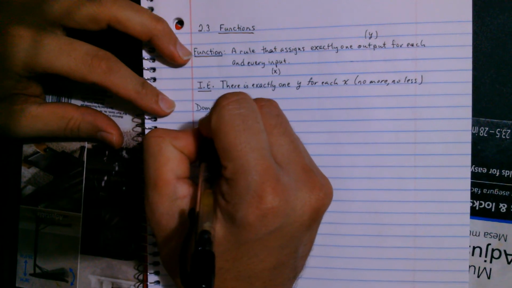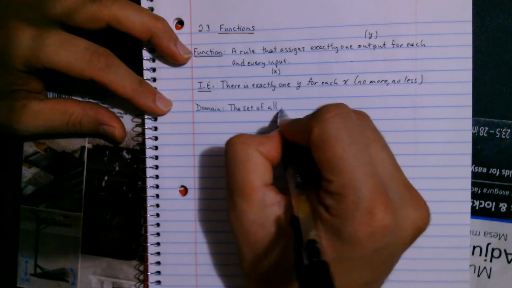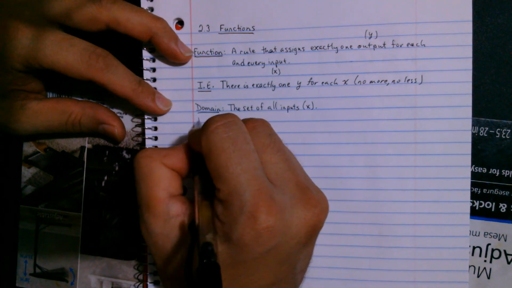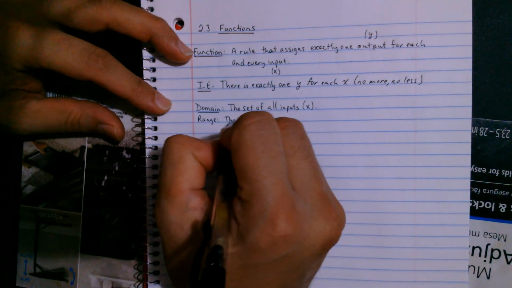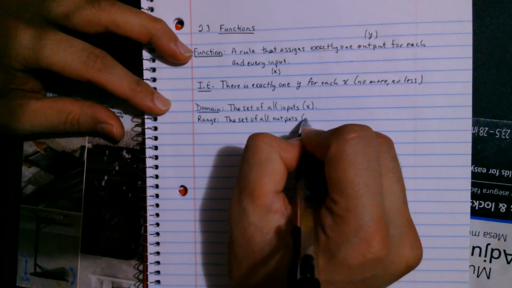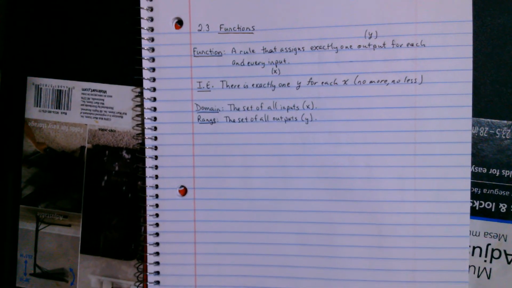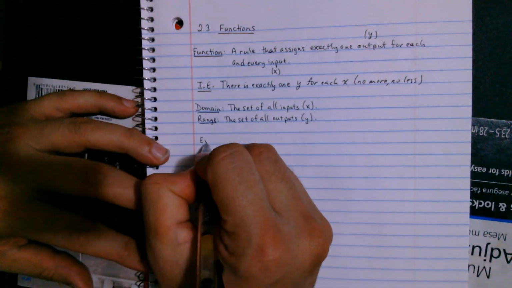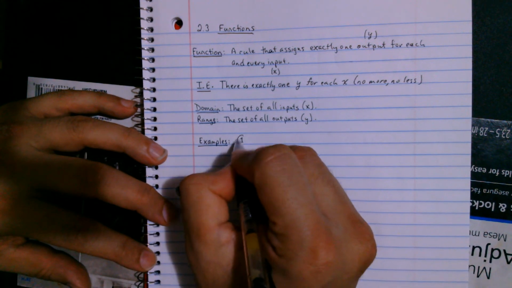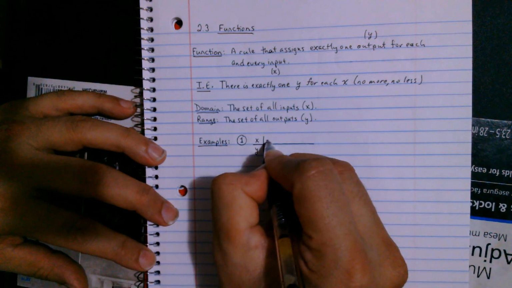The domain would be the set of all inputs, or the set of all x's. And your range would be the set of all outputs, y. I'm going to do a few examples, just kind of walk you through here. Just going to show you what it would be to be a function, and not to be a function. So let's say something like this.